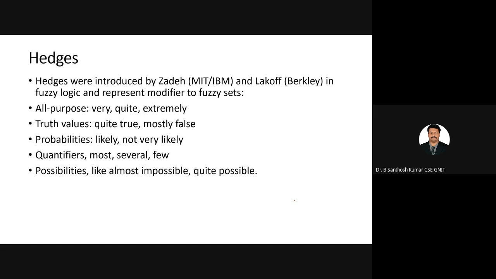Then the hedges were introduced by Zadeh and Lakoff. Zadeh worked at MIT and IBM, and Lakoff is from Berkeley University. In fuzzy logic we represent modifiers to the fuzzy set. Here the all-purpose modifiers are very, quite, extremely. Truth values are quite true and mostly false. That is too extreme, like in sentiment analysis, extremely positive or extremely negative. Then probabilities are likely or not very likely. Quantifiers are most, several, few, and possibilities are like almost impossible or quite possible.